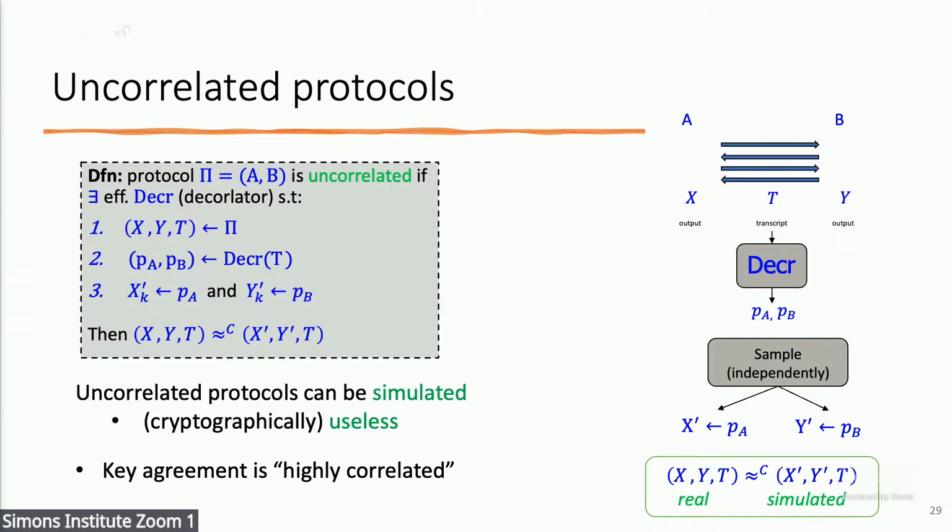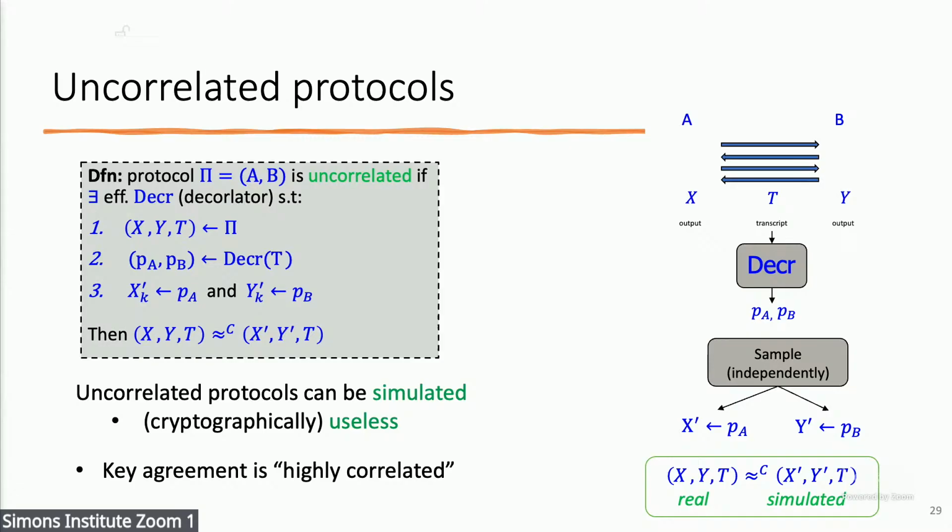But if it outputs, say, 0, it doesn't know what the real output of the key agreement is. So here it's going to be a uniform bit, and here it's going to be always 0. It's very easy. The distinguisher can apply the decorrelator by itself. If I'm getting 0, this is the decorrelator distribution; if I'm getting something else, this is the real distribution. So key agreement is not a decorrelated protocol.